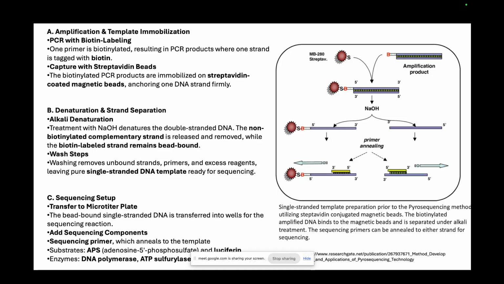Then the next step is the washing step, where you remove all the unbound primers and the excess reagents, and you are left with only the single-stranded DNA template, which will be there for sequencing.